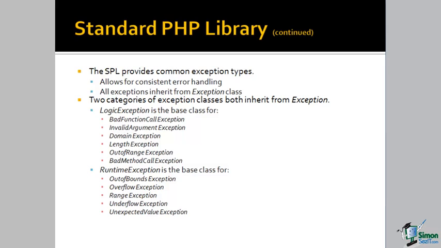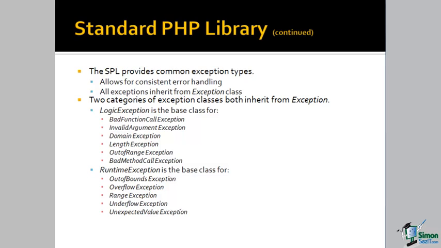Base class exception, child class logic exception, and the descendants of logic exception are bad function call exception, domain exception, and so on. And runtime exception is also a child class of the exception class, and it has its own descendant classes, such as overflow exception or range exception. So given this hierarchy of exceptions, we can create a robust error handling system for our application.